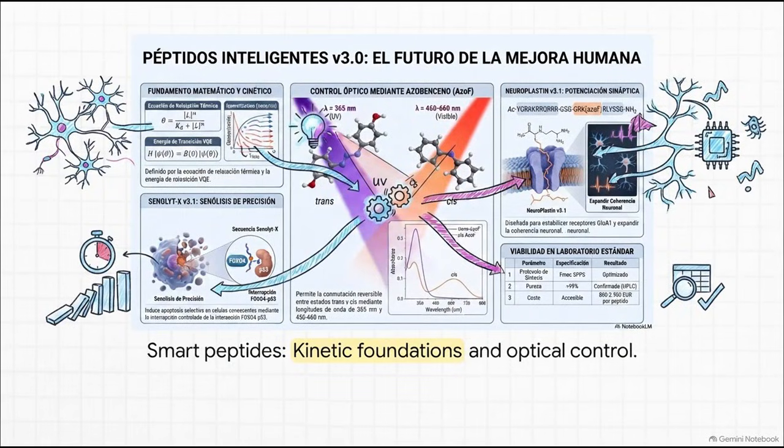Now, what's really interesting about this slide is how these super realistic, rapid-fire images map out the kinetic foundations of these smart peptides. They rely heavily on thermal relaxation equations and transition energies. It's a perfect example of how the platform uses these incredibly detailed visual maps to guide early conceptualization, merging molecular kinetics with optical control parameters.